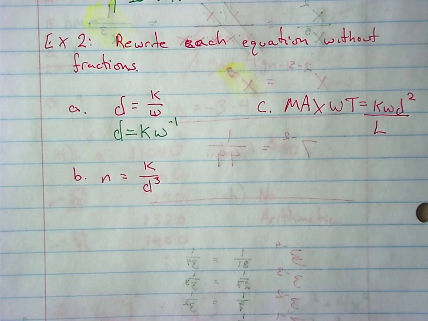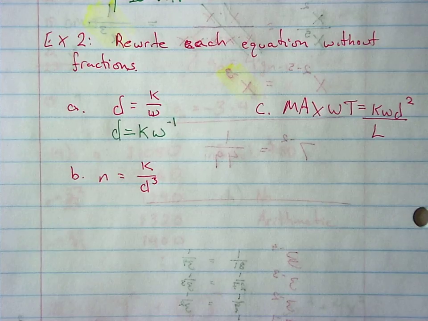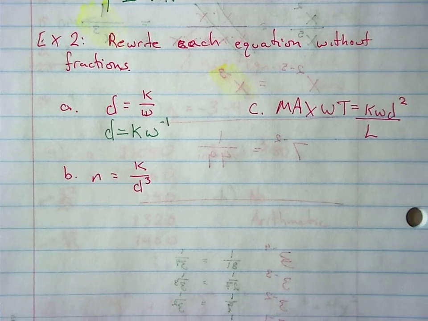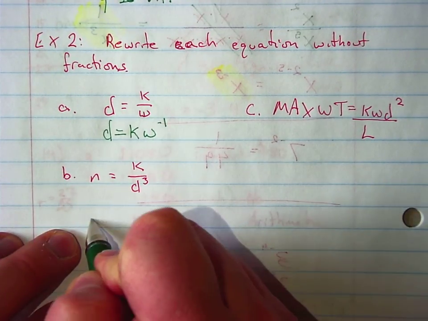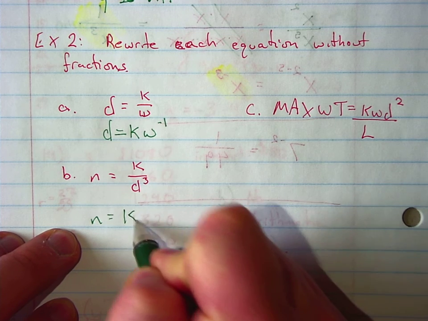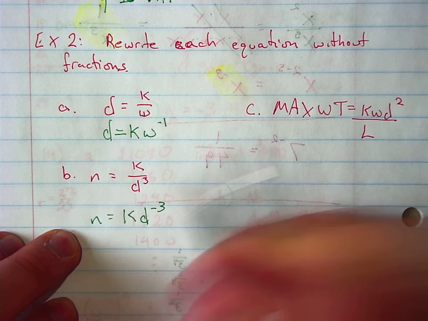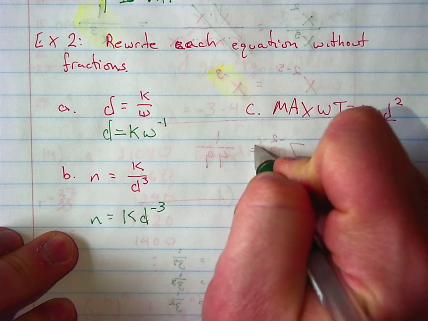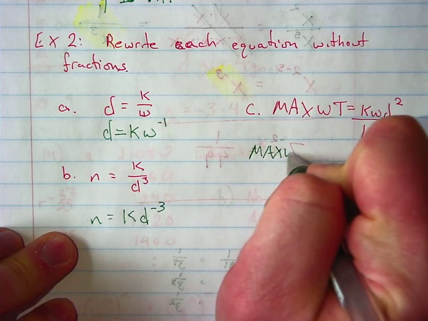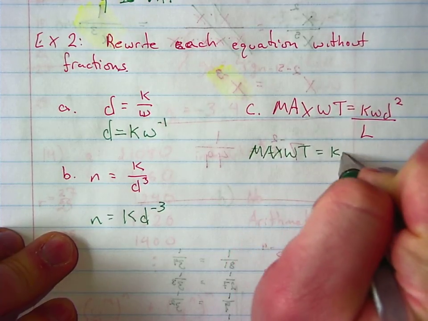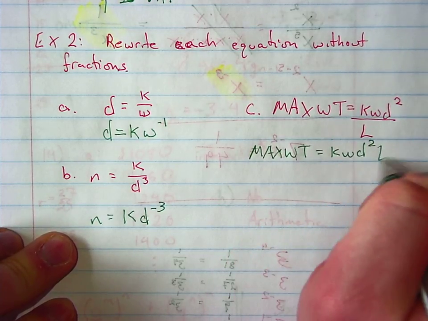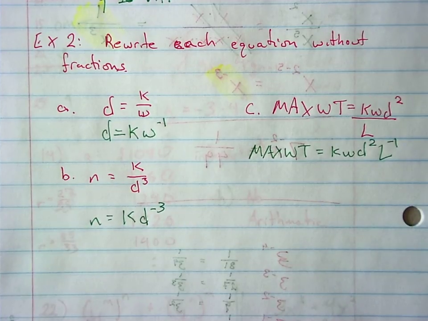So the exact same idea. So hopefully you are not just staring there vacantly into space. You're actually trying to participate. You know, math is about doing it. D to the negative 3. Same thing up here. L is to the negative 1. So that's how you get it out of the fraction.